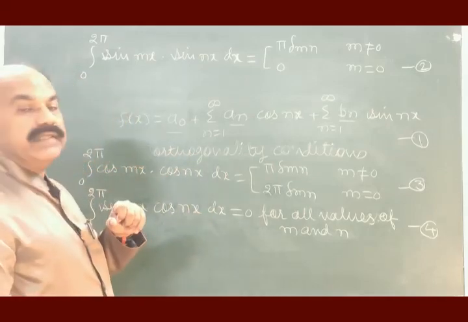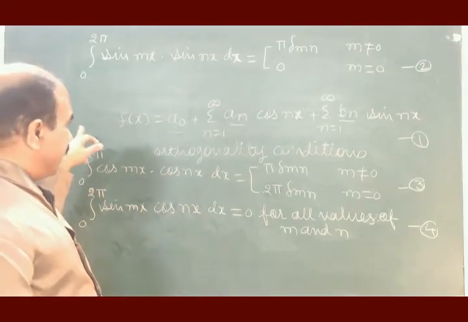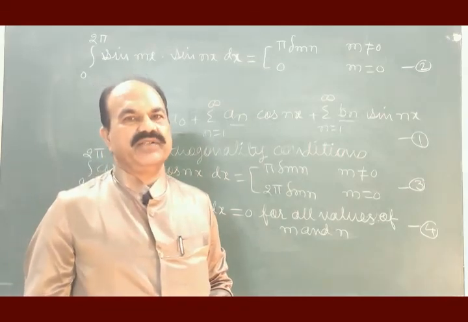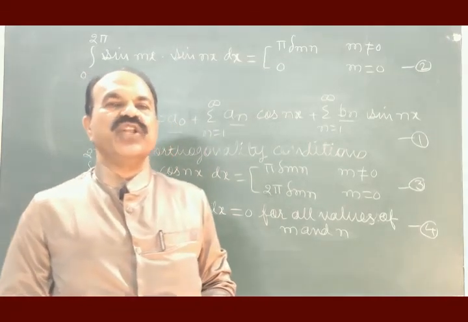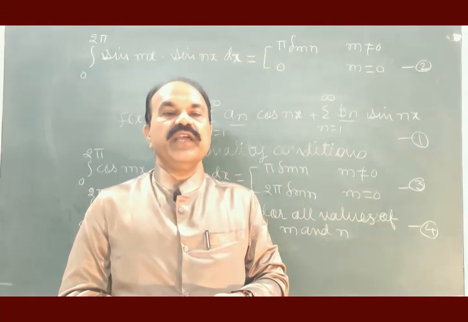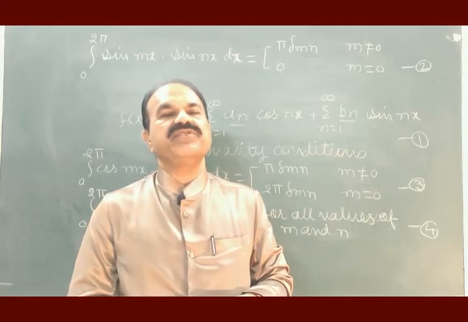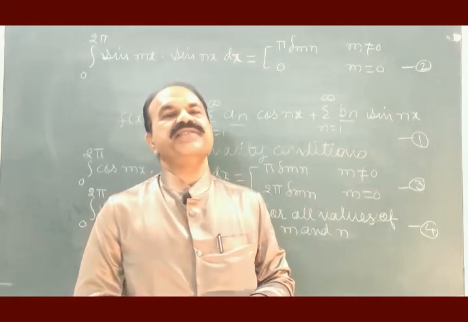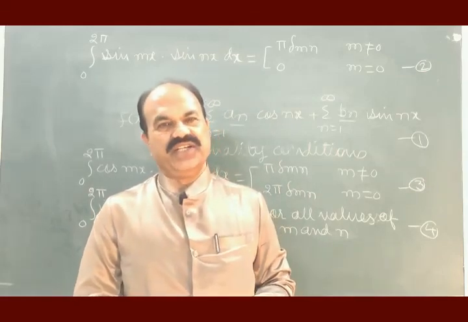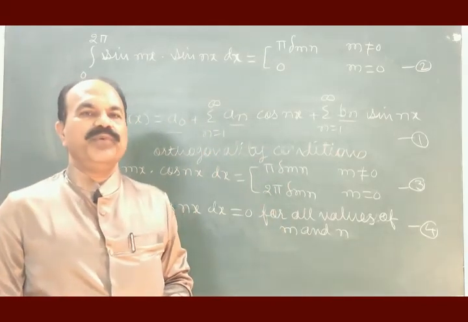So, if we remember well these three orthogonality conditions and this general equation for Fourier series representation, we can express any function in the form of Fourier series. If we have a function f of x, representation of function f of x in the form of a series of sines and cosines is known as Fourier series representation. This is the definition of Fourier series. It's so simple. Hope you got it. Thank you.